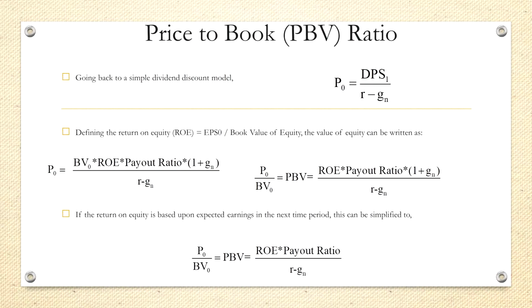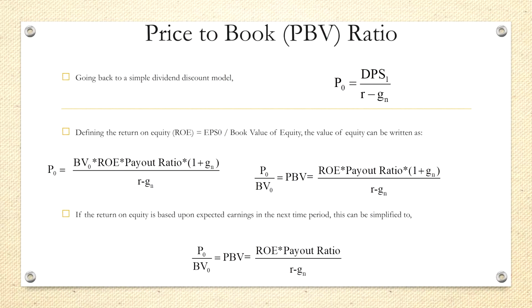Okay, so if we utilize return on equity based on expected earnings, then this equation can be simplified a little bit, which is equal to ROE times payout ratio divided by R minus G. It's the same four factors, just a more concise way to express the relationship between those four factors with the PB ratio.